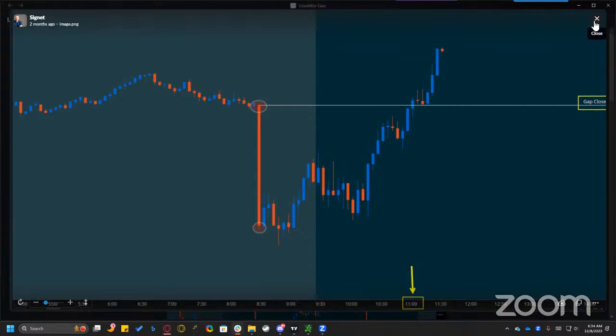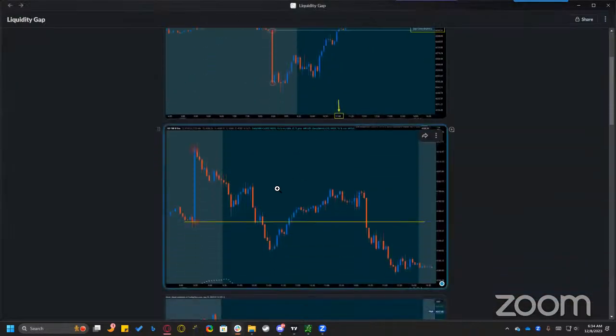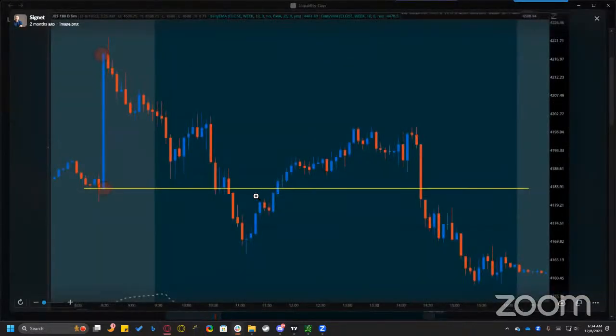So that's one example. Here's another example. Same concept, different direction. Single directional candle. Spent the rest of the morning working its way back. And hey, you know what? It got there around 11 o'clock. When I say watch the clock, I'm not kidding. There's nothing subtle about that. I'm not trying to be cheeky. Watch the clock.